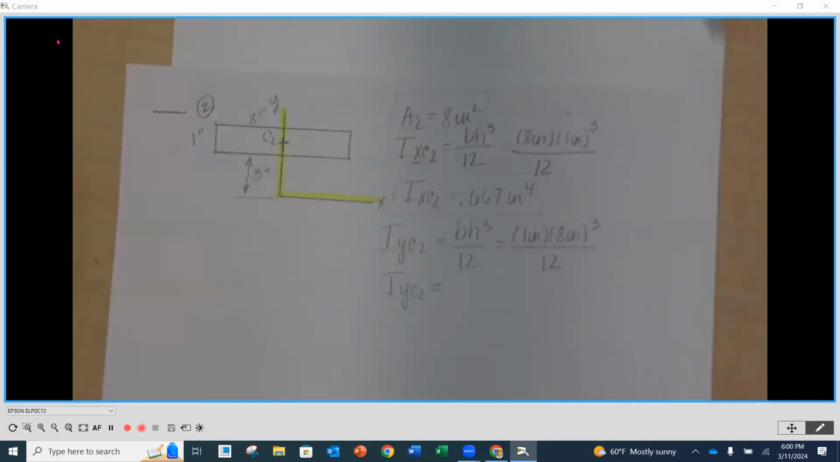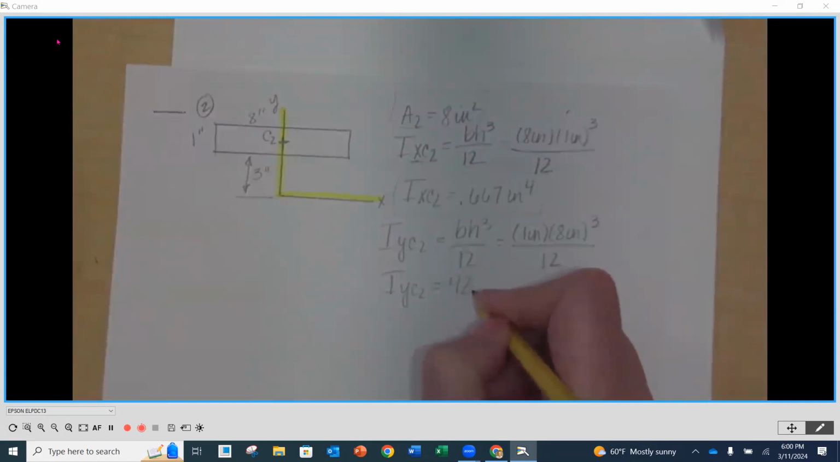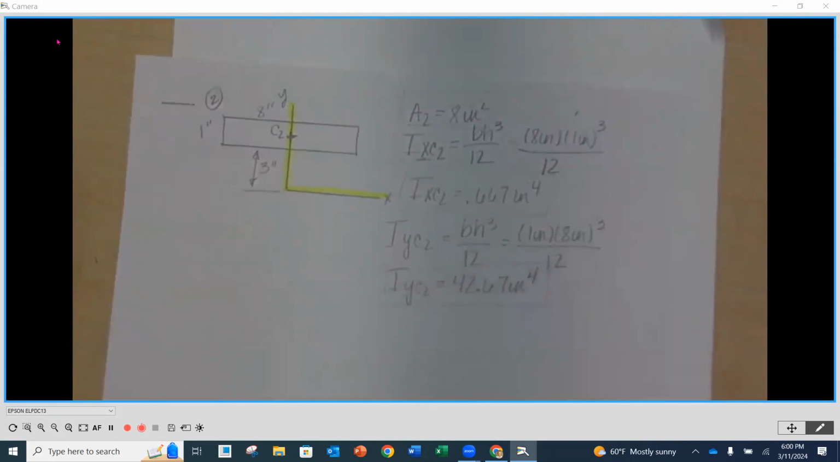What do we get for IYC number 2? 42.6. So 42.67 inches to the 4th, right? Inches to the 4th. Now, in the room, Josh asked about, well, what about that 3 inches? Are we doing anything with it? We could right now, or we could wait. I usually wait until we look at our stuff, but why don't we put it in right now?